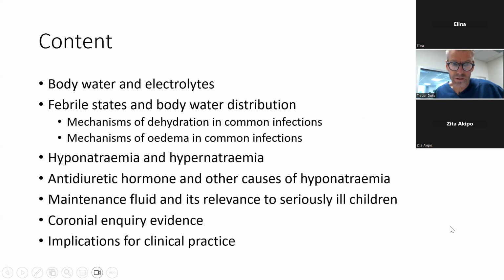What we'll talk about is the body water and electrolytes. So we'll talk about some physiology, some pathophysiology, and some clinical aspects. So the first thing we'll touch on is the body water and electrolytes, and how the body water is distributed and how electrolytes are distributed within the body. I wanted to talk about febrile states, so febrile conditions, fever conditions in children, and how that affects body water distribution, because it affects it in many ways.